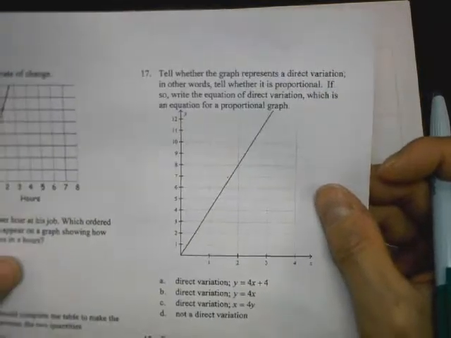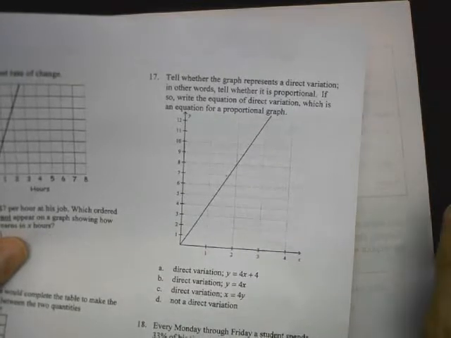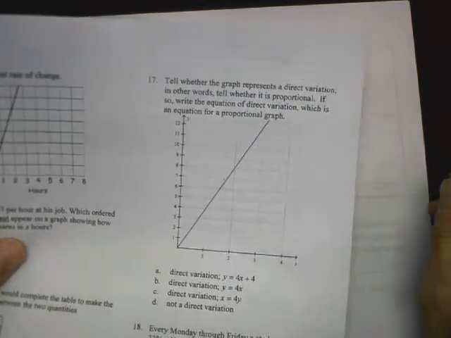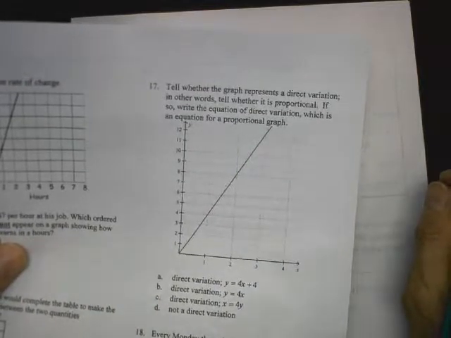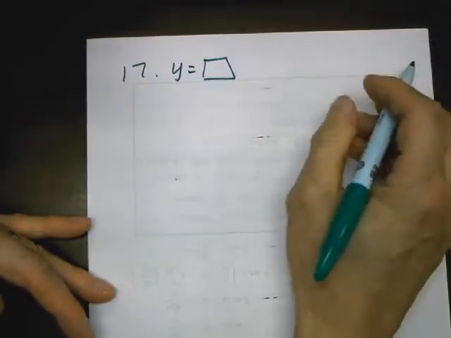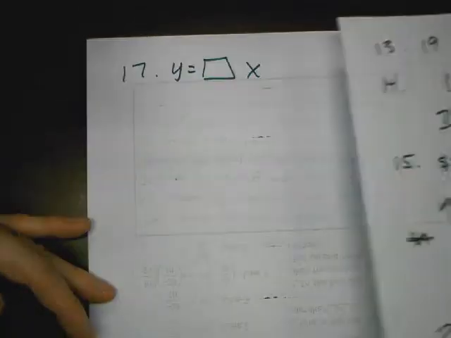Number 17. Alright, let's finish this bad boy. Number 17 says, tell whether the graph represents direct variation. That means is it proportional? So obviously, yes, because it's a straight line that goes to the origin. Direct variation means proportional. And then it said give the equation. Well, we learned in class that giving the equation just means put y equals our unit rate x. And that's what we just did earlier, right? Unit rate, y over x.